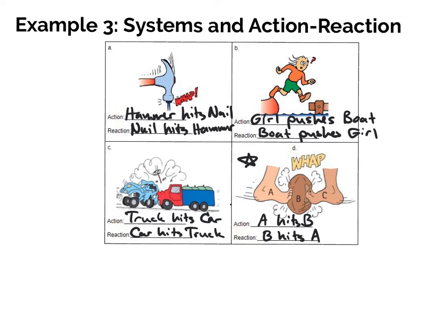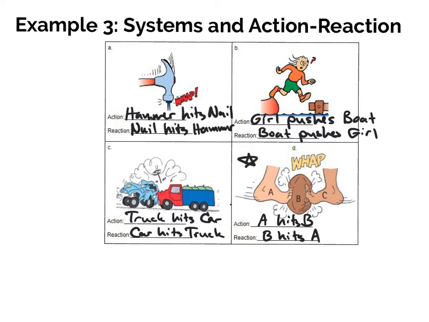Now, number D here, this one's a little sassy because we have 1, 2, 3 objects. So Newton's third law always acts with 2 objects. I chose one example: I said A hits B and B hits A. There are other ways to do this last one. I could say B hits C, C hits B. I probably don't want to say A hits C and C hits A because they don't technically interact with each other. They both interact with B.